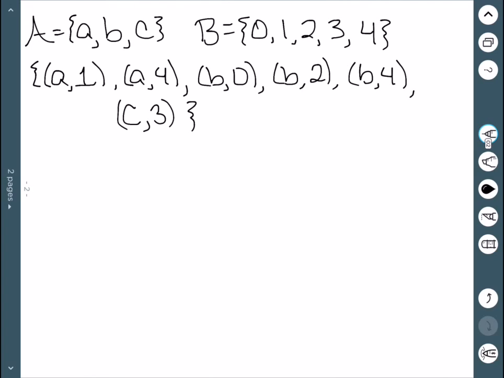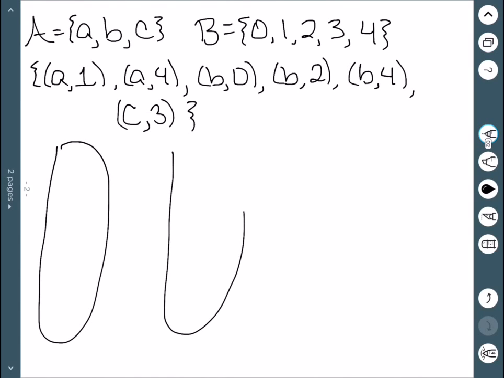We're going to look at two different ways we can represent these relations. The first is called an arrow diagram. Essentially, I'm going to start with two bubbles. The first one will represent the elements of A, and the second one will have our elements of B: 0, 1, 2, 3, and 4. And we're going to draw an arrow if that point is in the relation.